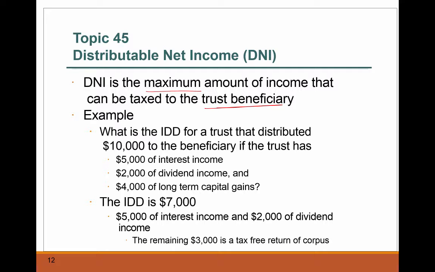And here we go through an example. What if we have these deductions for a trust that distributed $10,000 to the beneficiary, and the trust had $5,000 of interest income, $2,000 of dividend income, and $4,000 of long-term capital gain, right? So the deduction that we can take is $7,000: $5,000 of the interest income and $2,000 of the dividend income. The remaining $3,000 is tax-free, right? Because we don't take that. So just make sure you go over that. You'll get plenty of examples of this in your homework as well.